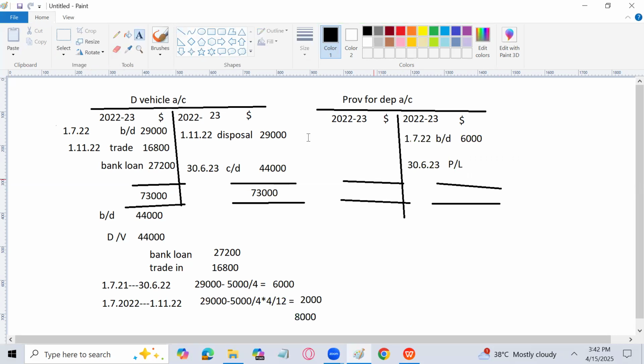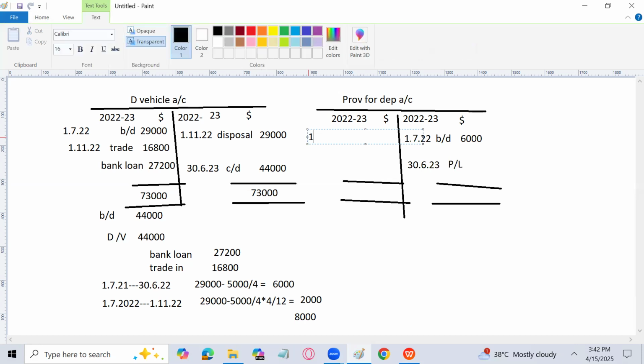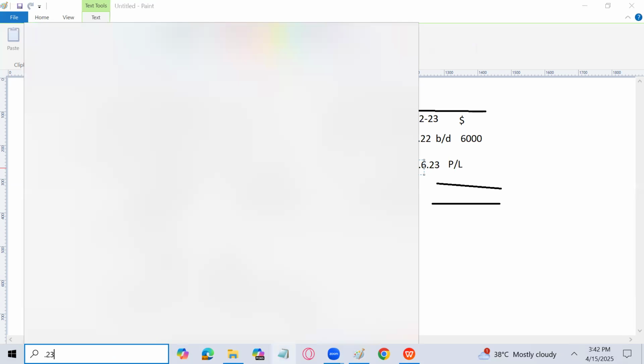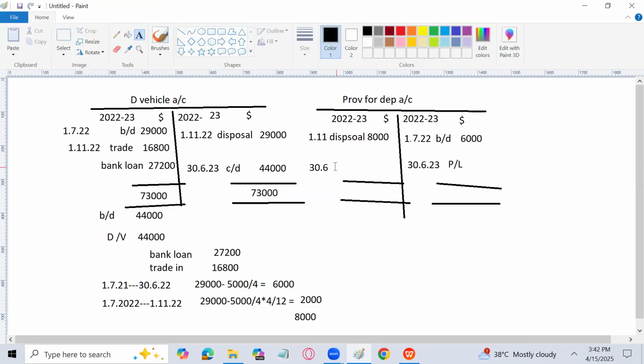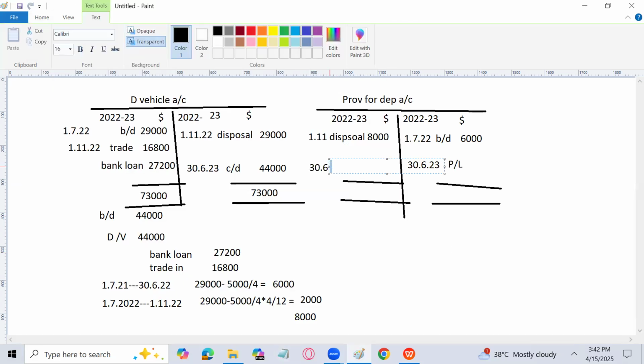Okay, forget it. Now, the asset which has been given in part exchange, that has been basically disposed of. So disposal की depreciation हम provision for depreciation account से निकाल देते हैं, all of it from the date of purchase till the date of sale, and that is going to be 8,000, and then I can write the carried down figure, which I don't know yet, carried down, and this will become the brought down obviously for the next year.